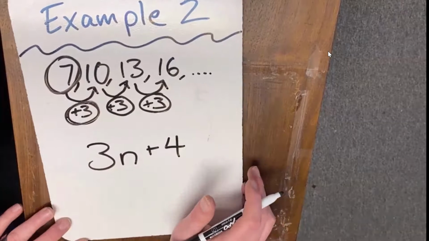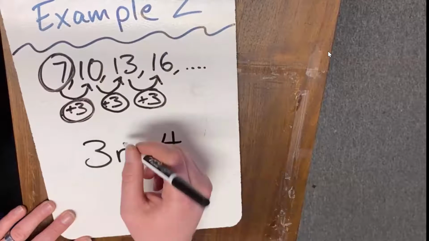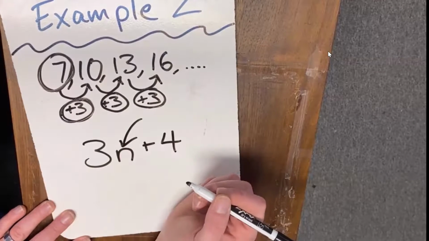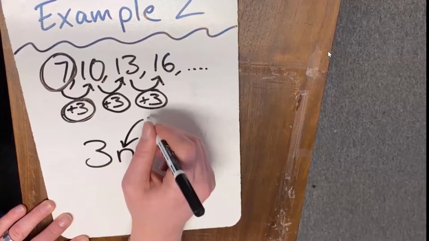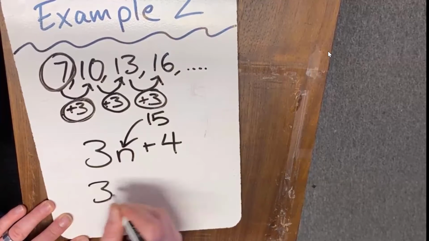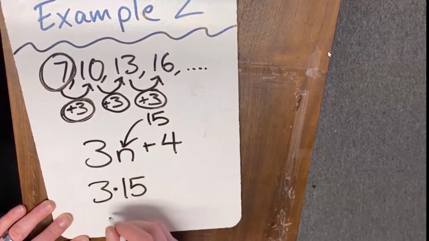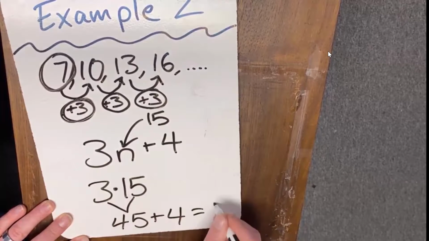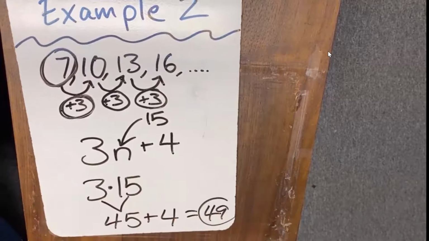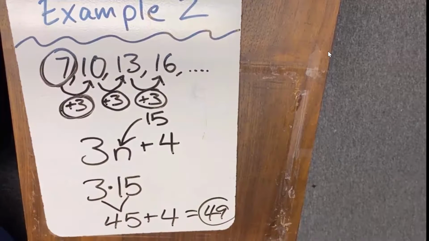The second part of this wants me to find the 15th term. So n is my amount of terms. So I would just plug in 15 for n. So I'd take 3 times 15, which is 45, and then add by 4. My answer is going to be 49. So 49 is the 15th term.